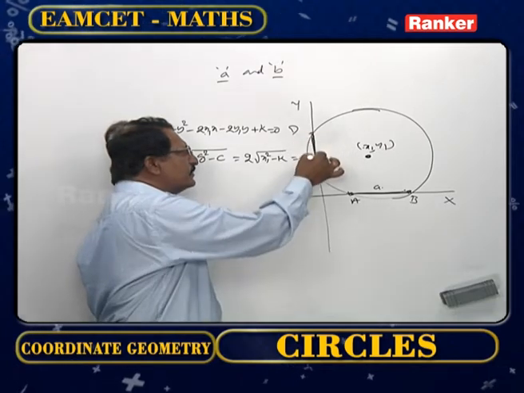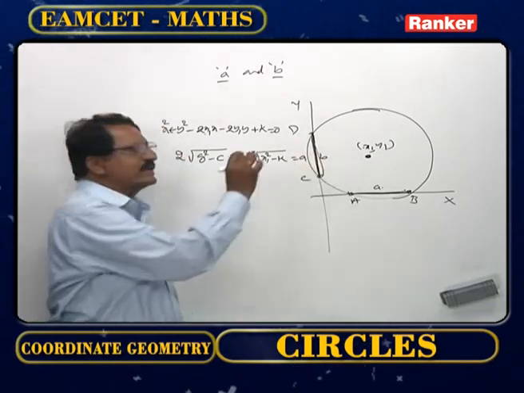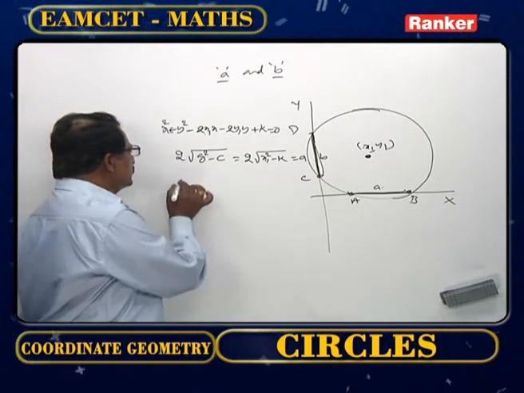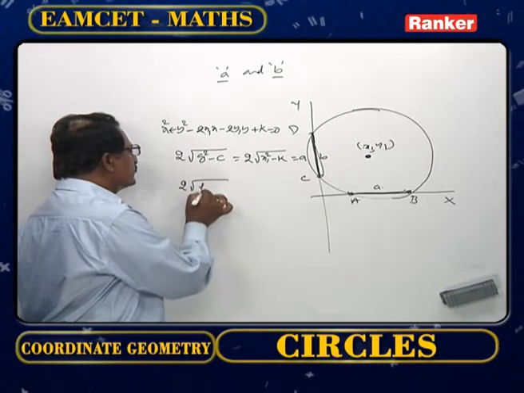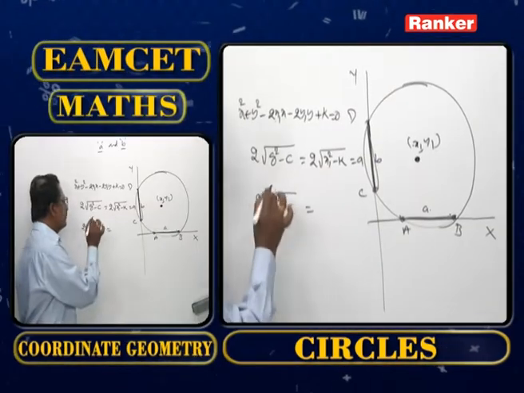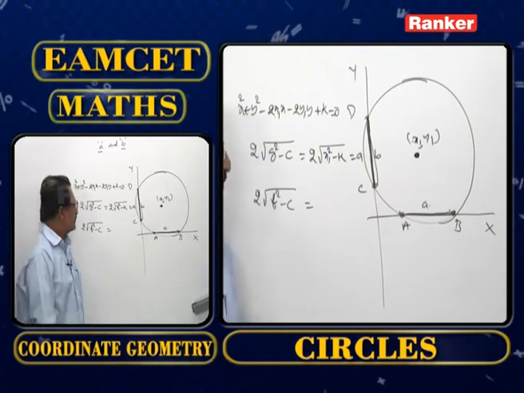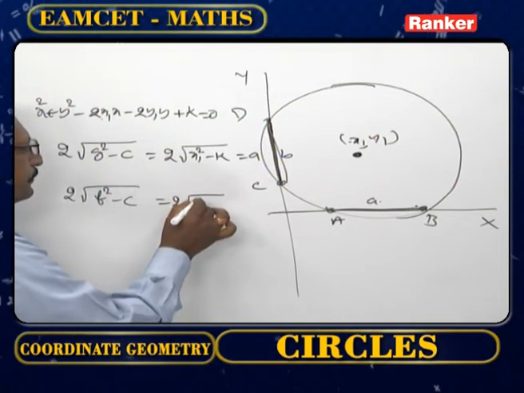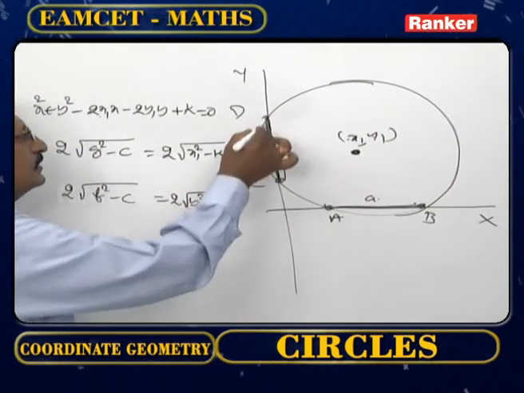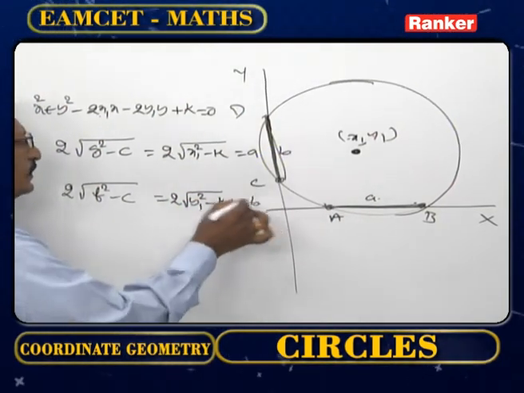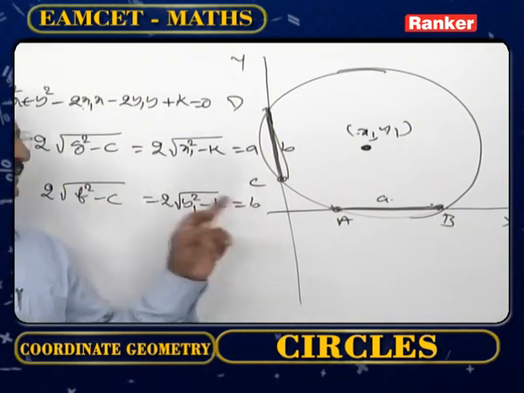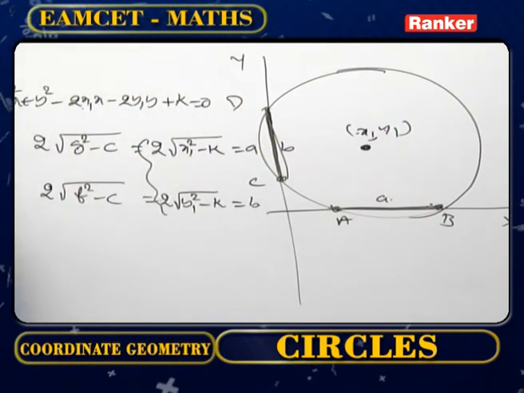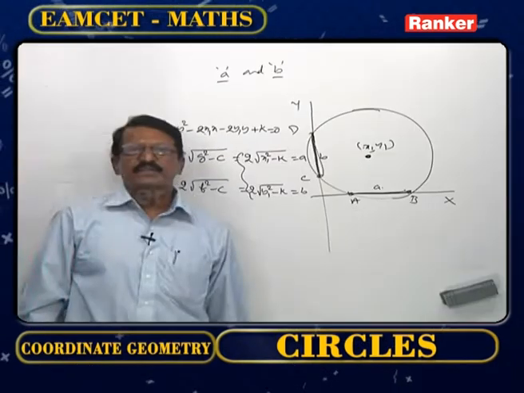Similarly, CD is the length of the intercept made by the circle on the y-axis. That equals 2 into square root of f square minus c, which is 2 into square root of y1 square minus k. But the length of the second rod equals b, so 2 into square root of y1 square minus k equals b. Now from these two equations, eliminating k, we get the required locus of (x1, y1).